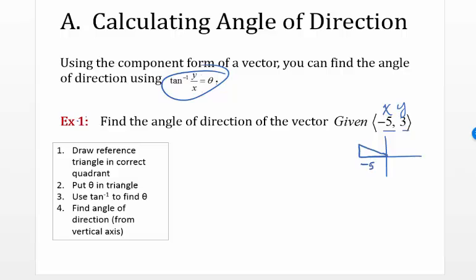So x is -5, y is 3, right? And theta is in the corner. Okay, so put theta in your triangle. We did that. All right, use inverse tangent of, it's always y over x. Remember, opposite over adjacent. So that would be 3 over -5. That's going to give me my angle theta.